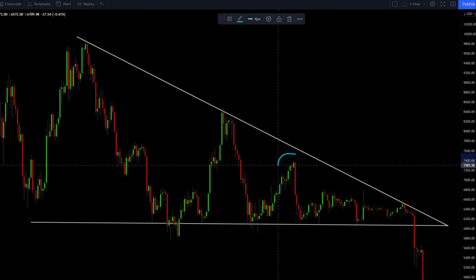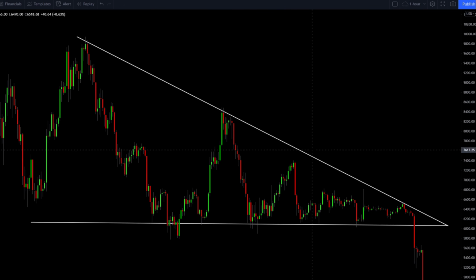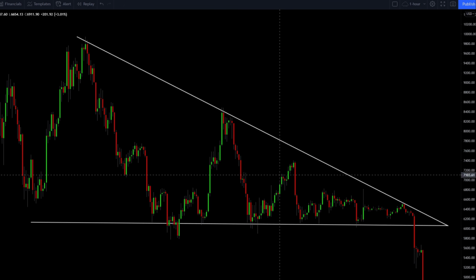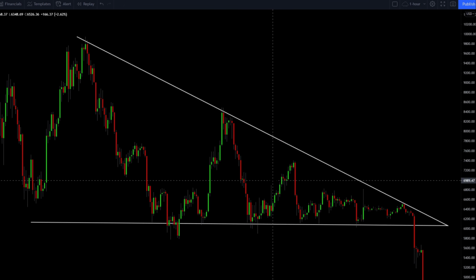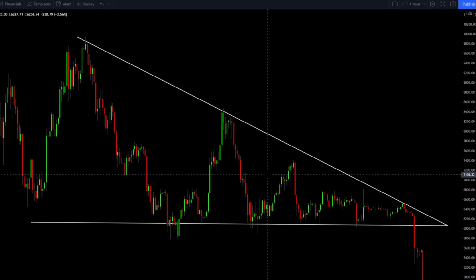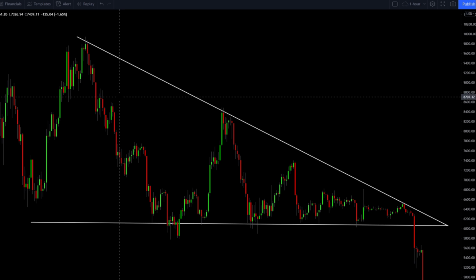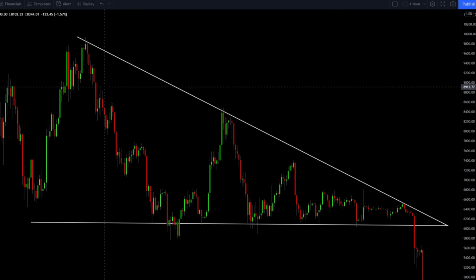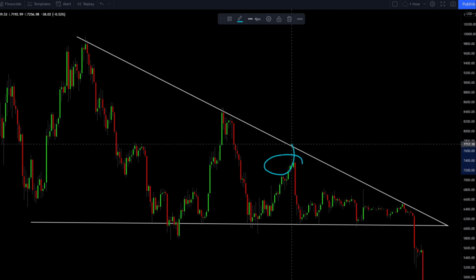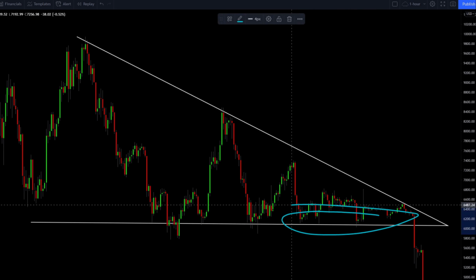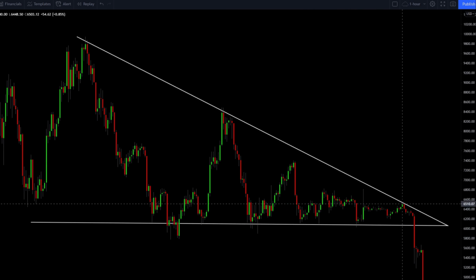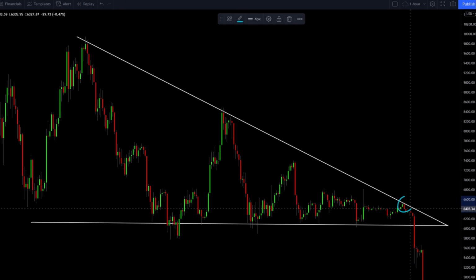And one thing you can notice already is that this pattern is not perfect. You can see, for example, this high right here is not exactly at this line, but this is very, very common. When you trade in real life, your patterns will almost never be perfect. The important thing here is that you get a general sense that we're talking about a descending triangle.